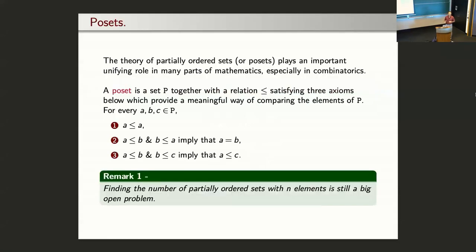So let me start with one of the technical parts of my talk. The posets are already in the title of my presentation. A poset is short for a partially ordered set. It's a set with some ordering on it. We order elements of this set P. And basically, there are three axioms for this order. These are the conditions that make this ordering meaningful.